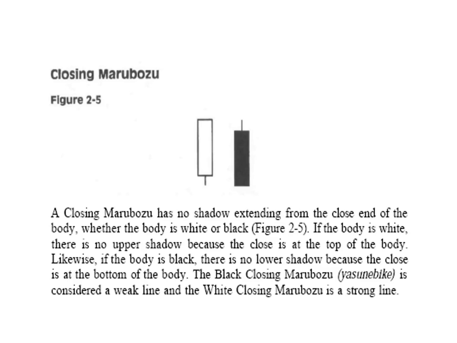Likewise, if the body is black, there is no lower shadow because the close is at the bottom of the body. So if it is a black Marubozu, the market will open at one point. The prices might slightly push up and then they will start going down until the closure of the market. So it appears like a candle with a top wick. In the case of a white Marubozu, it is exactly the opposite of that.